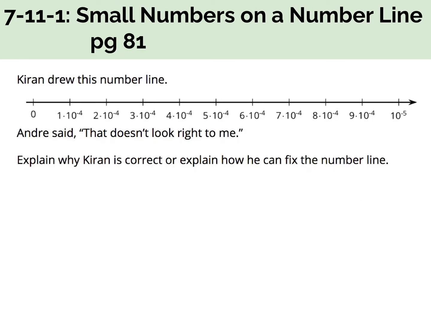So now we're going into lesson 11. So go ahead and turn to page 81. Kieran drew this number line, and then Andre said, that doesn't look right to me. Explain why Kieran is correct, or explain how he can fix the number line. So go ahead and pause, answer that question, and then come back to me.